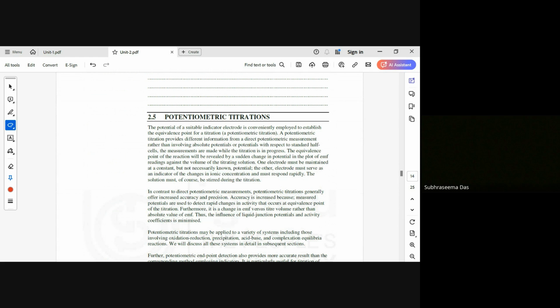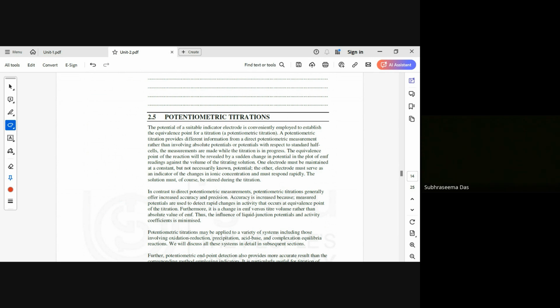So after the direct potentiometry, we come across potentiometric titrations. Potentiometric titrations are another class which is very convenient to use for the measurement of potential. Now, as the name indicates, a potentiometric titration involves the titration, and it also involves the presence of an equivalence point. The equivalence point is revealed by a drastic change in the plot. When we plot the graph, we can see a point which indicates a sudden change in the plot of EMF versus the volume of the titration, and we know that it is the equivalence point.